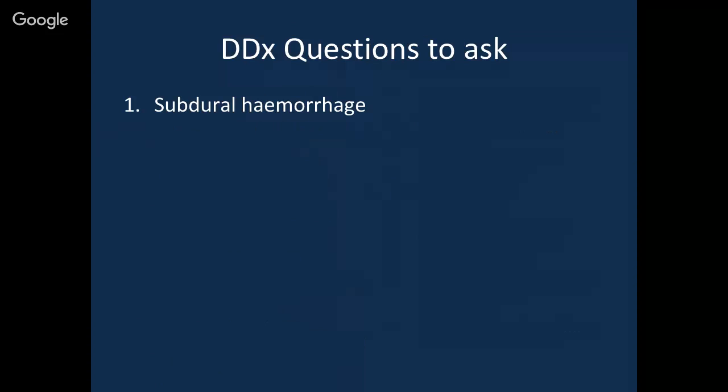All right, cool. Subdural hemorrhage. What do you want to ask, or look for in the history, that you might not necessarily ask? But age, absolutely. So elderly people are at a high risk. What else?